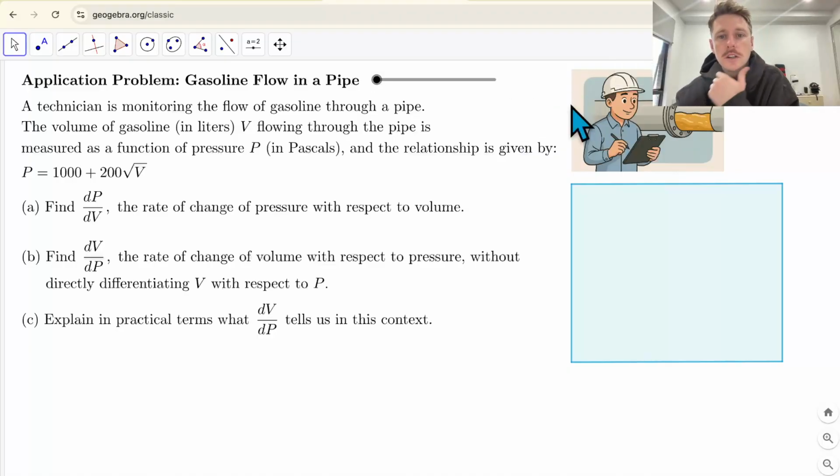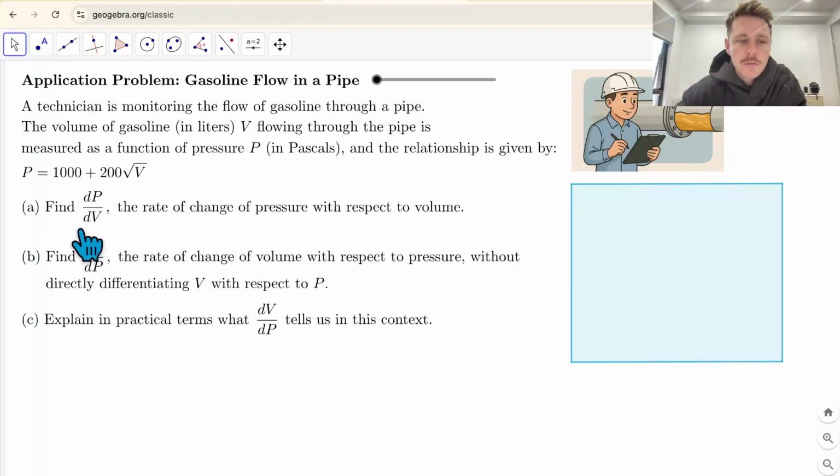So we've got an application problem: gasoline flow in a pipe. So let's just have a read. A technician is monitoring the flow of gasoline through a pipe. The volume of gasoline in litres, V, flowing through the pipe is measured as a function of pressure, and pressure is measured in pascals. The relationship is given by the pressure is equal to 1,000 plus 200 multiplied by the square root of V. Find dP dV, the rate of change of pressure with respect to volume.